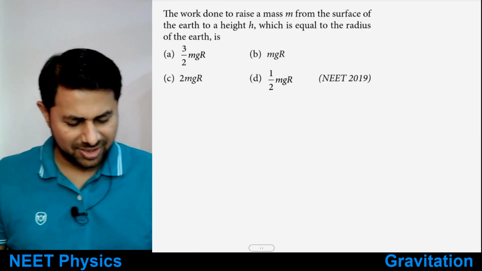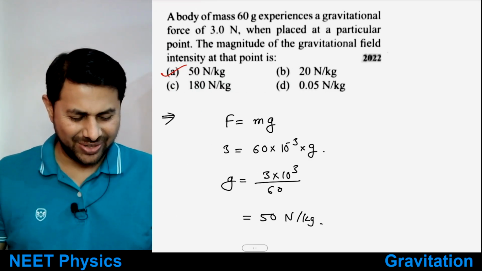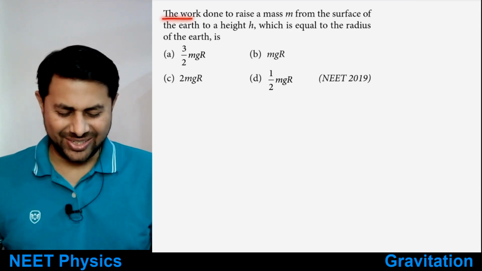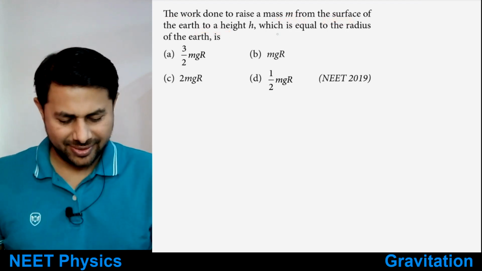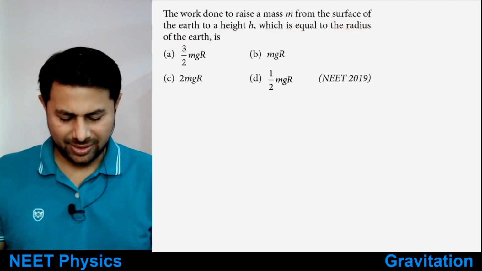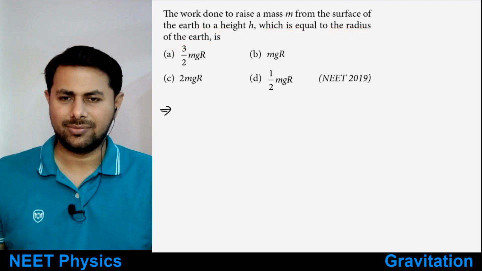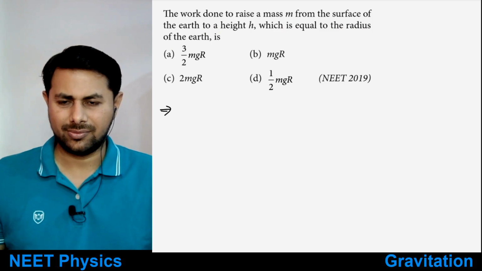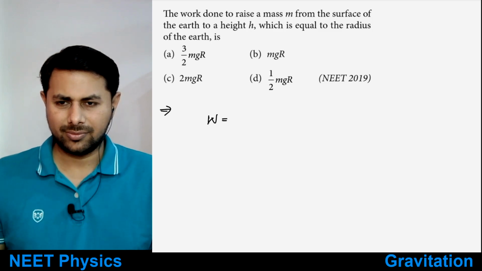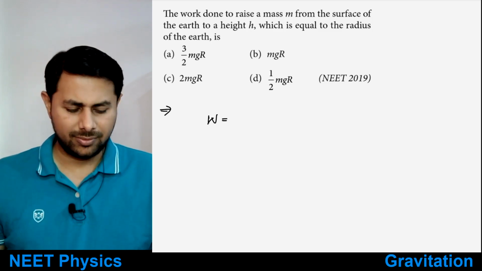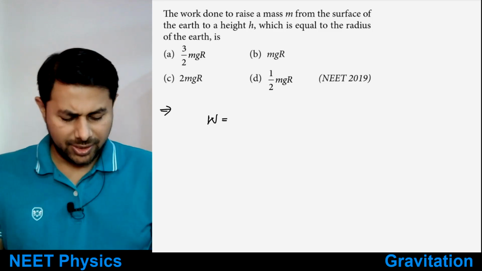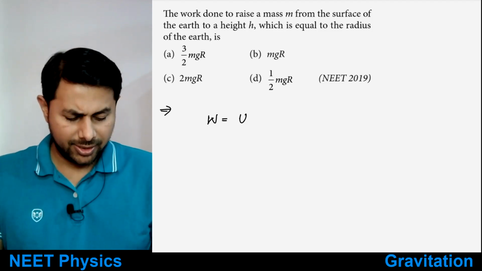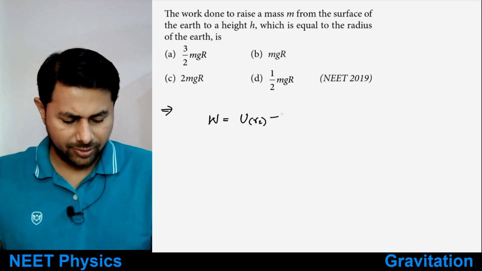Let's see next one. I think I have arranged it in descending order. Okay, NEET 2023, 2022, 2019. Alright, the work done to raise a mass m from the surface of earth to height h, which is equal to the radius of earth is. Tell me. Work done is equal to work done is just equal to change in potential energy, u at R2 you can say minus u at R1.